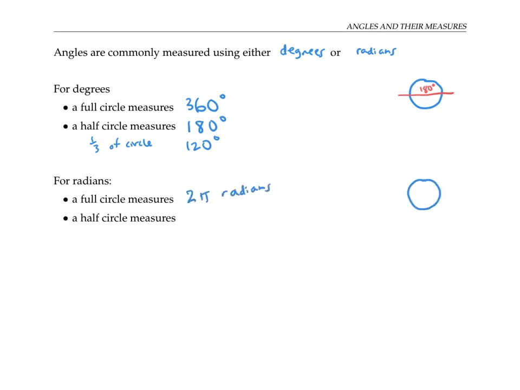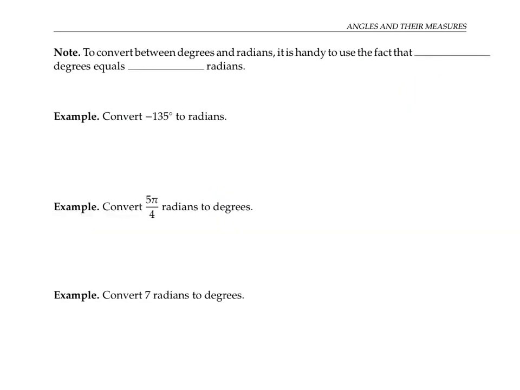If we're using radians instead, then going all the way around the circle is called 2 pi radians. 2 pi was chosen because that's the circumference of a circle with radius of 1. A half circle is then half of 2 pi radians, which is pi radians. And if I wanted to do, say, a quarter of a circle, that would be a quarter of my 2 pi radians. A quarter of 2 pi is pi over 2. To convert between degrees and radians, it's handy to use the fact that 180 degrees corresponds to pi radians. Both of these represent half of a circle.